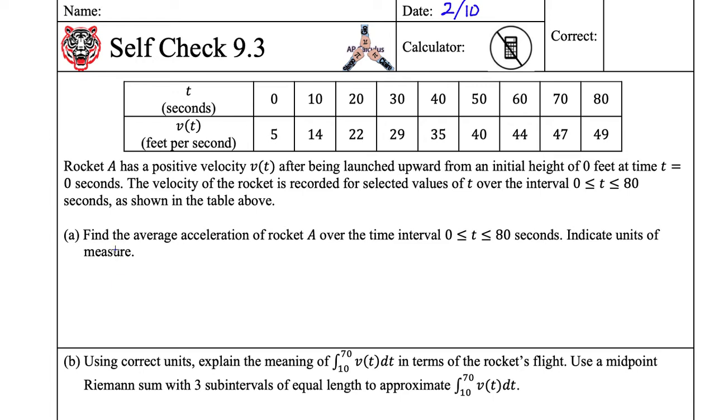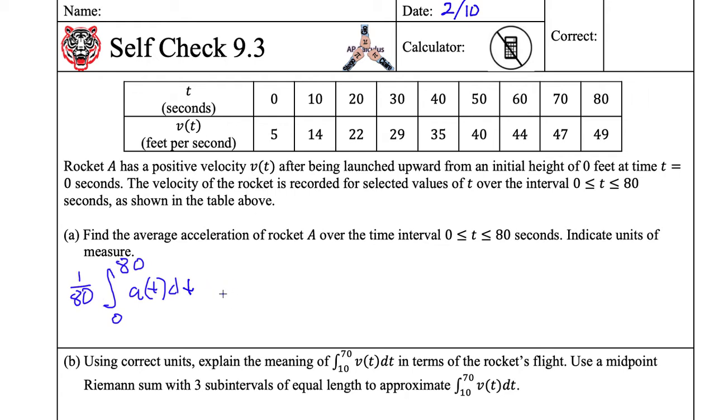All right, so part A, let's find the average acceleration. If it says average of anything, you should be thinking integral with a fraction. So that's going to be the integral from 0 to 80 of whatever it's talking about. Acceleration, so it's going to be a of t dt. And then average means I'm going to have this all divided by 80 minus 0. Another way of writing that is 1 over 80 minus 0, or 1 over 80.